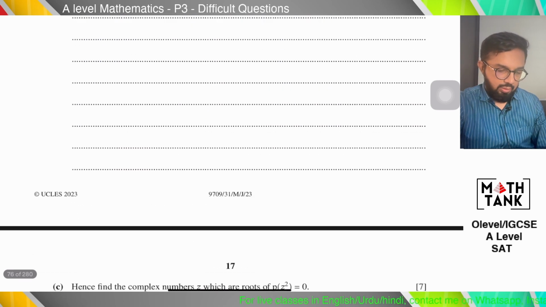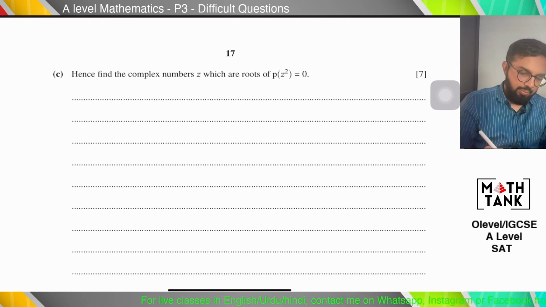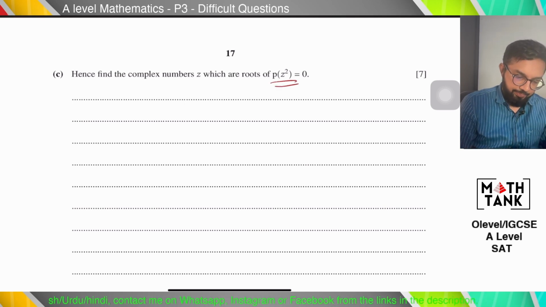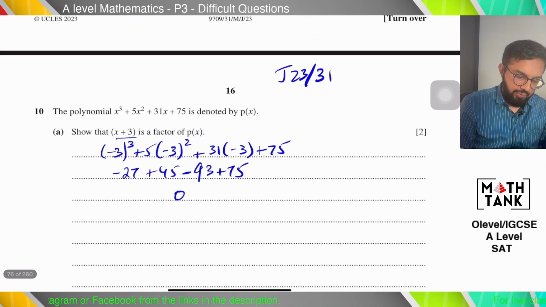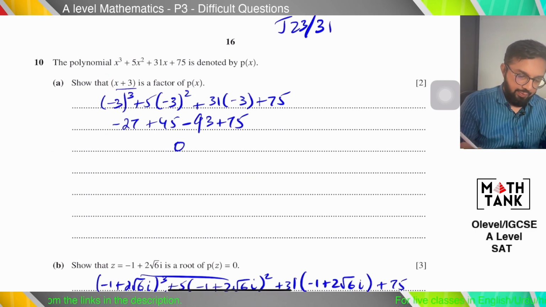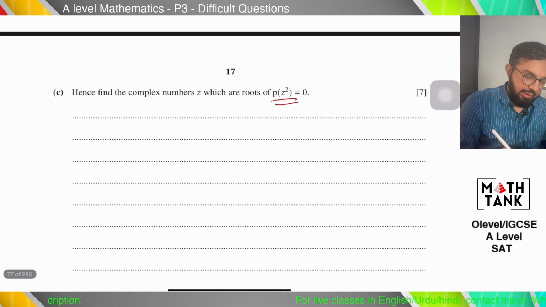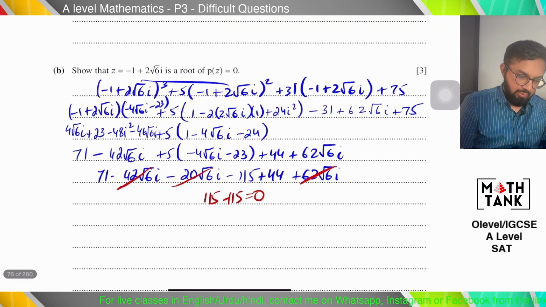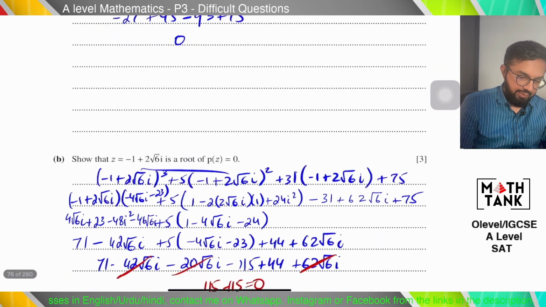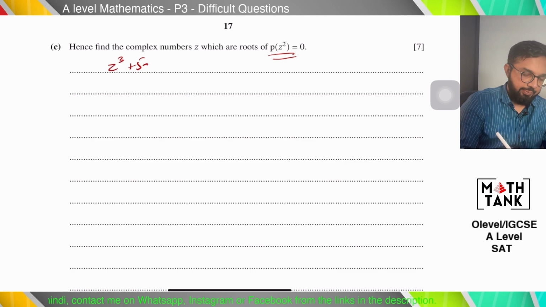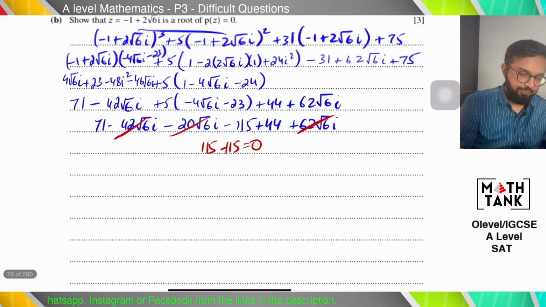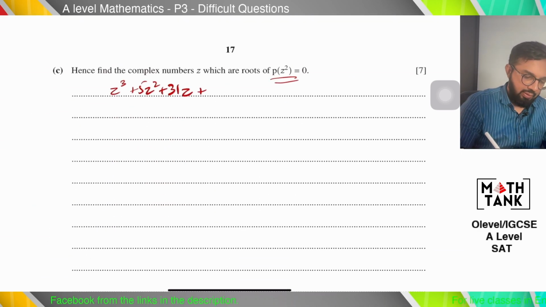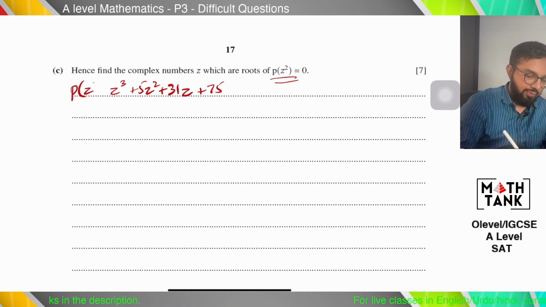Okay, continuing with this question, hence find the complex number z with the roots of p of z squared. Okay, so for this cubic equation you already have a factor, x plus 3. So let's say I were to solve this equation, z cube plus 5z square plus 31z plus 75. Okay, let's say I was just solving p of z equals 0.